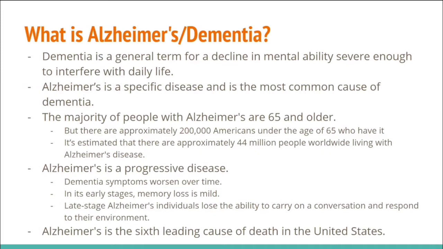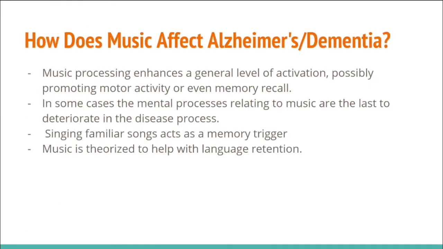Alzheimer's is the sixth leading cause of death in the United States, and it is estimated that there are approximately 44 million people worldwide living with Alzheimer's disease. So, how does music affect Alzheimer's/dementia, and how can it help? Music is very helpful when it comes to helping those with Alzheimer's/dementia. Music processing enhances a general level of activation, possibly promoting motor activity and even memory recall.